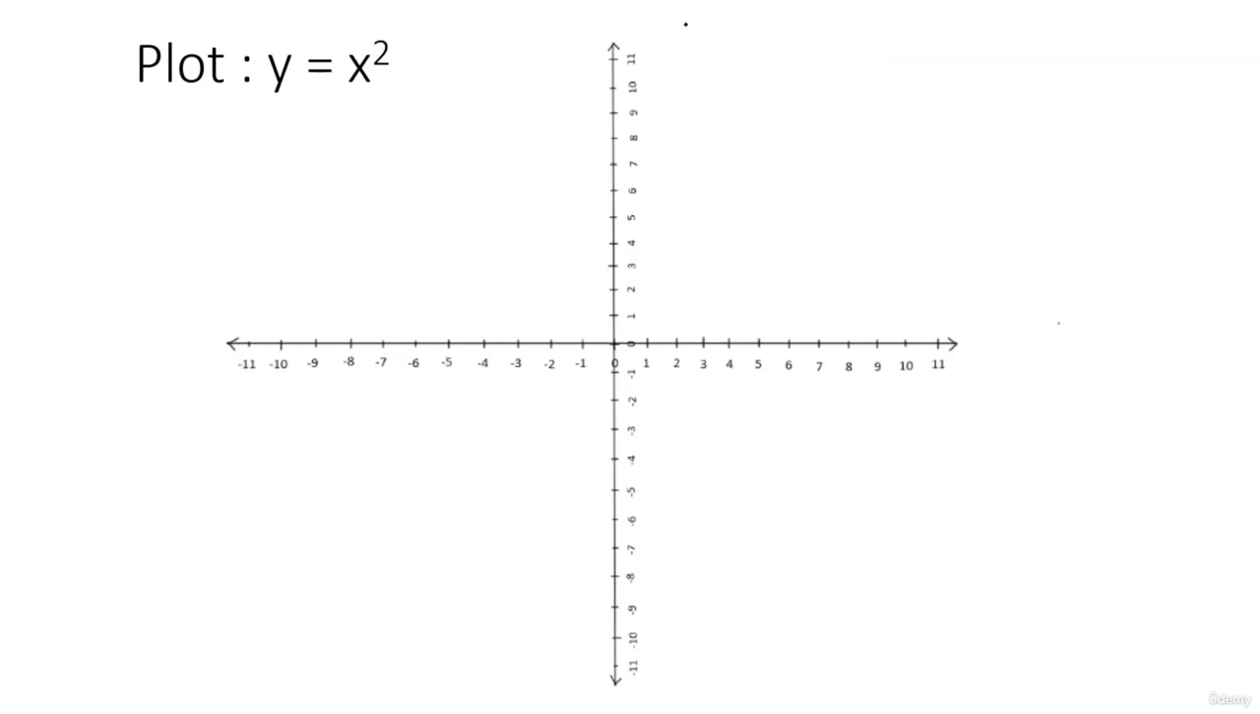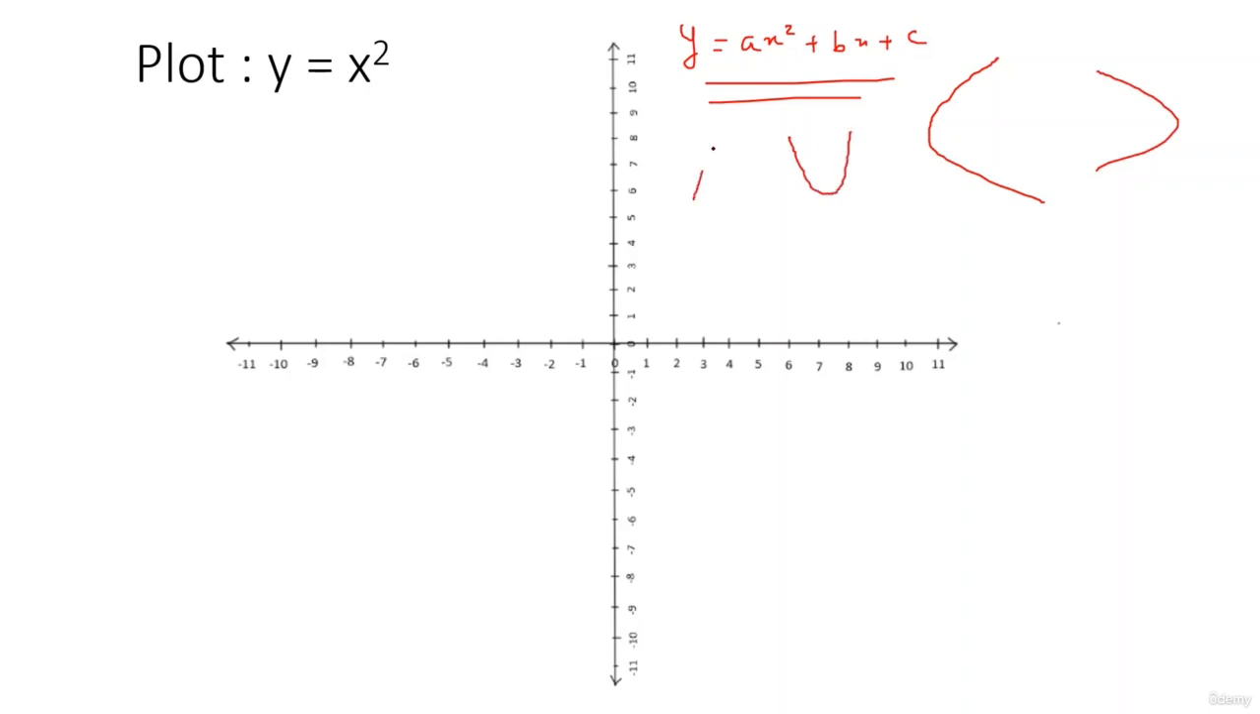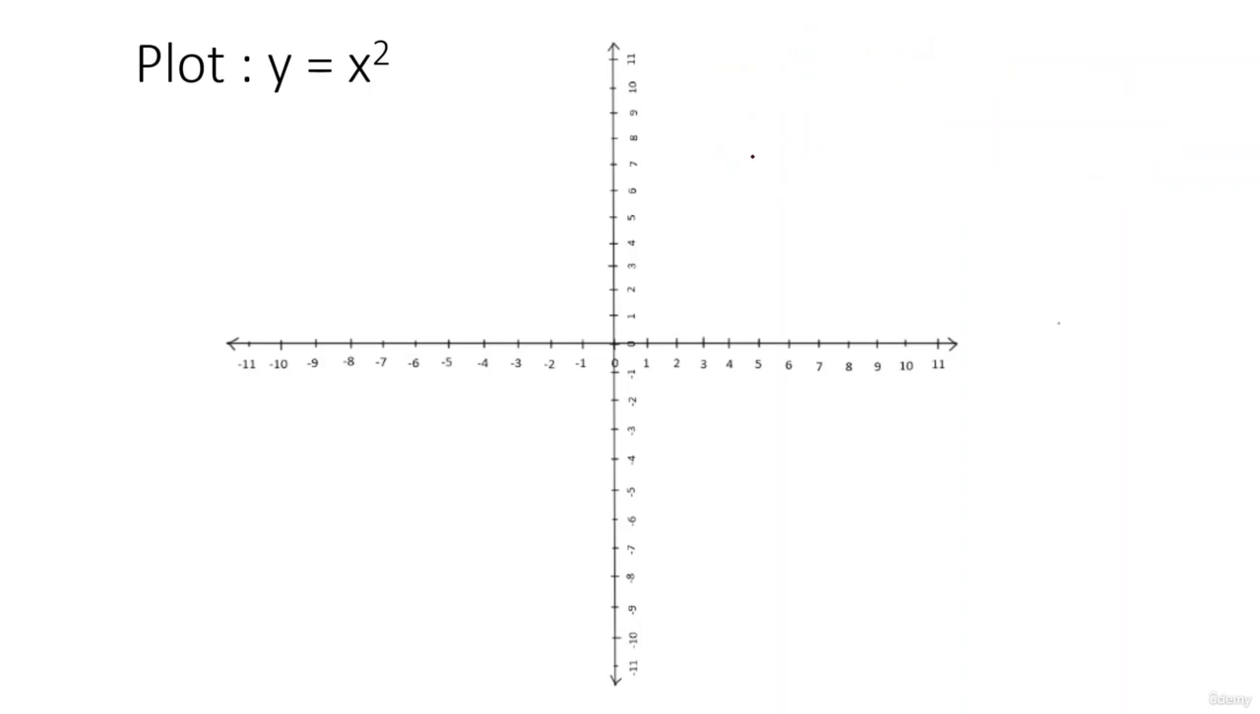Okay, any graph of the form y is equal to ax square plus bx plus c, it is nothing but a parabola. Okay, parabola means it is a curve like this, or like this. Okay, it may also be upright or inverted, right? So y is equal to ax square plus bx plus c, always remember, guys, the graph will be parabolic. So y is equal to x square is exactly the same form as ax square plus bx plus c, right? So this graph is going to be a parabola.